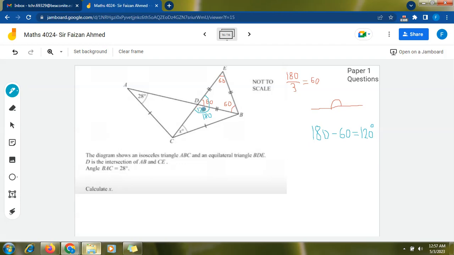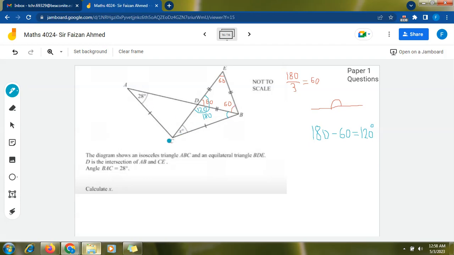And what else can I extract? Since I have to find the value of this x, which is a part of this triangle, and I don't have this angle right now, but if I can find out this angle, I will be able to find out the value of x. And yes, I know this angle.